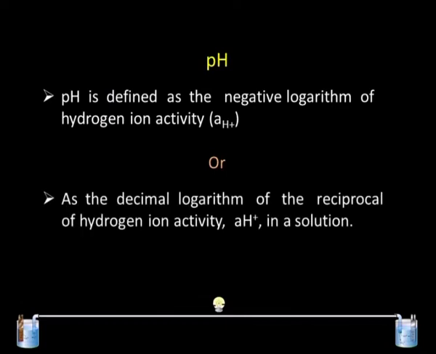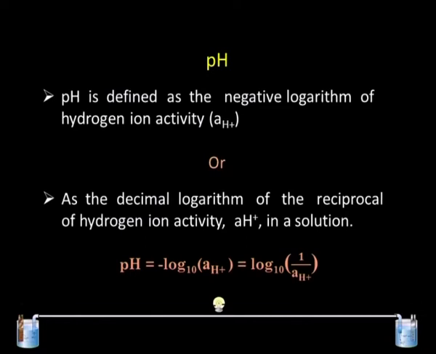or we can also define it as the decimal logarithm of the reciprocal of hydrogen ion activity, that is aH+ in a solution. We can write an expression to explain pH as pH is equal to minus log at the base of 10 activity of hydrogen ion concentration, which is also equal to log at the base 10 and 1 by activity of hydrogen ion concentration.